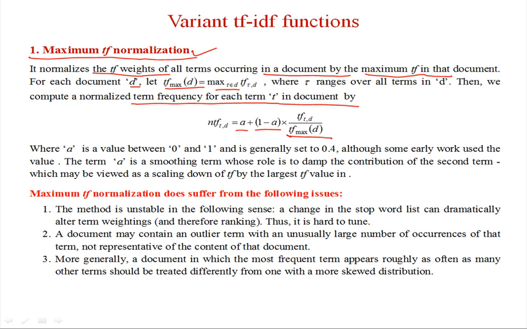Actually, a is a value between 0 and 1 and is generally set to 0.4, although some early work used a different value. The term a is a smoothing term whose role is to dampen the contribution of the second term, which may be viewed as a scaling down of TF by the largest frequency value. Such a division normalizes the term frequency so that it lies between 0 and 1.